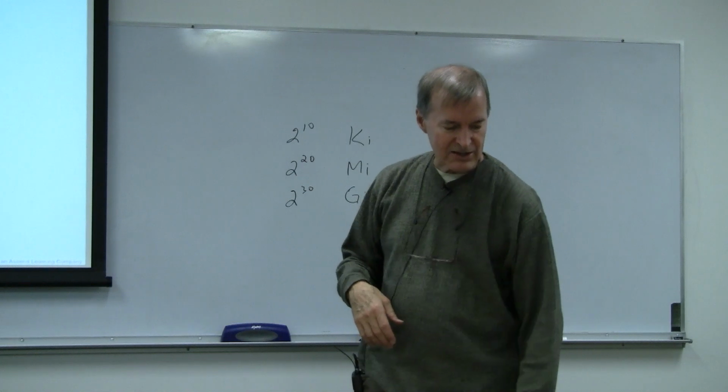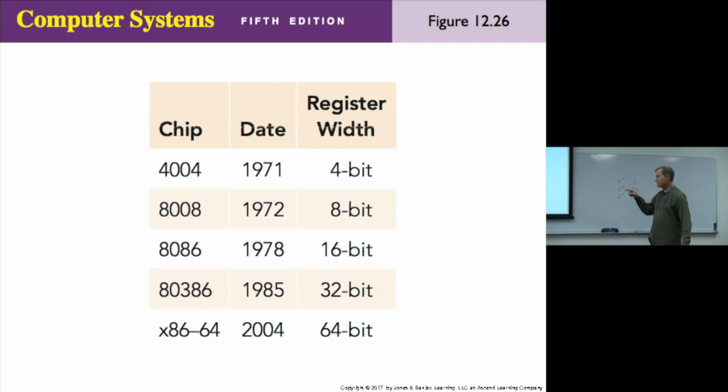And here's an interesting look at how it evolved in history. The very first processor on a chip was the 4004. The register width was 4 bits.